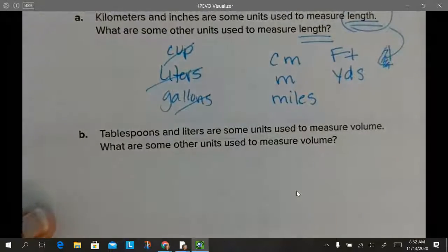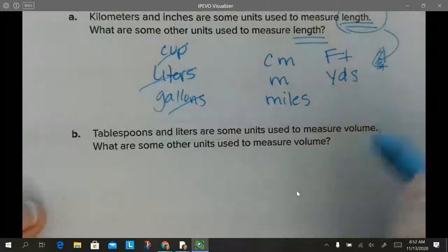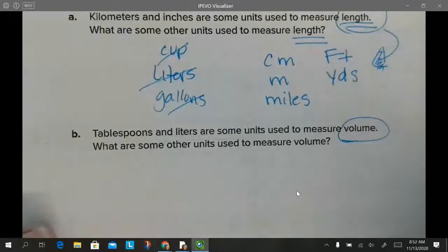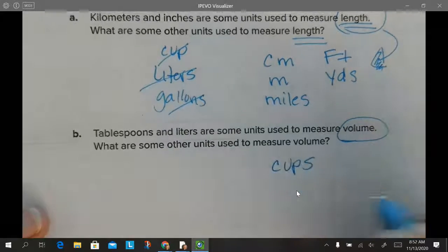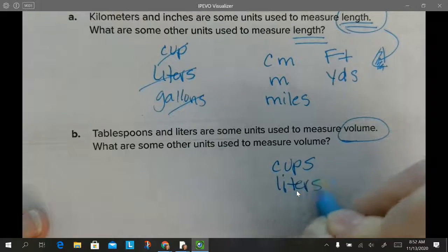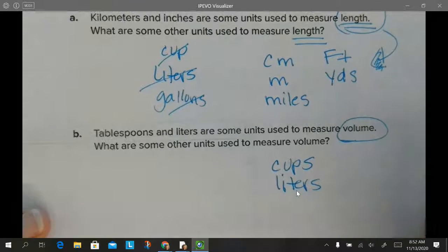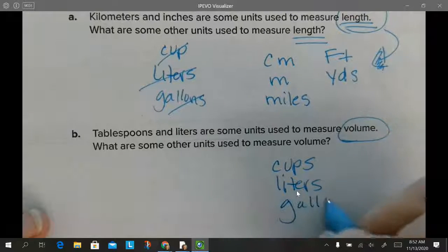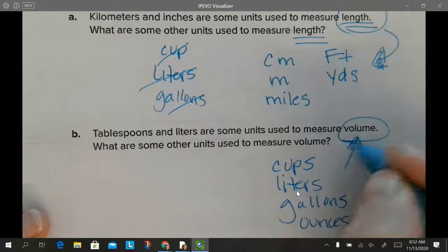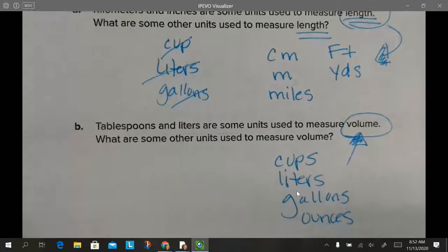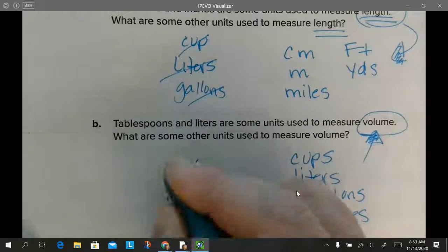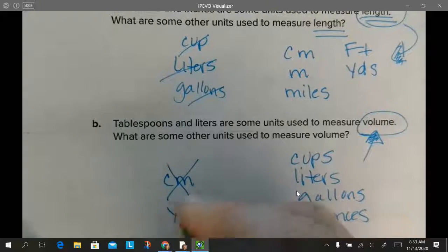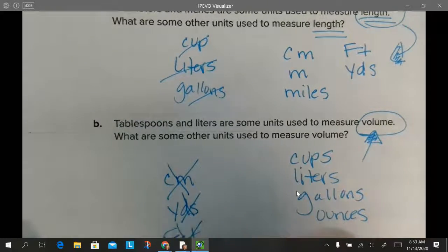Look at B. Okay, so B says tablespoons and liters are some units to measure volume, okay? What are some other units to measure volume? Well, for volume, you could have cups and liters, right? You use all these in cooking and baking, and gallons, okay, and ounces. All those are used to measure volume, which is like the capacity of something, like to fill it up. Okay, you would not want to use centimeters or yards or feet because that's for measurement.